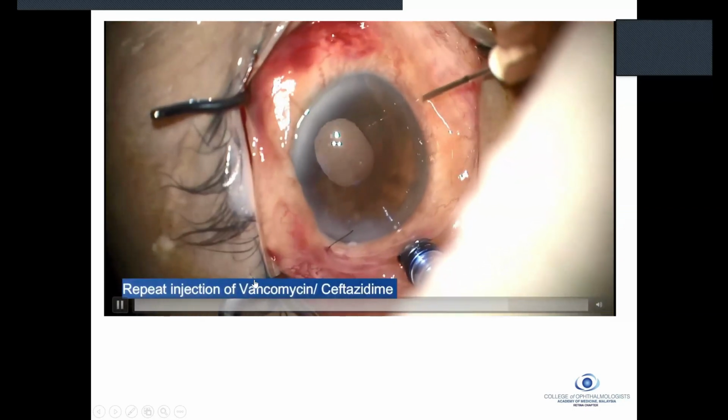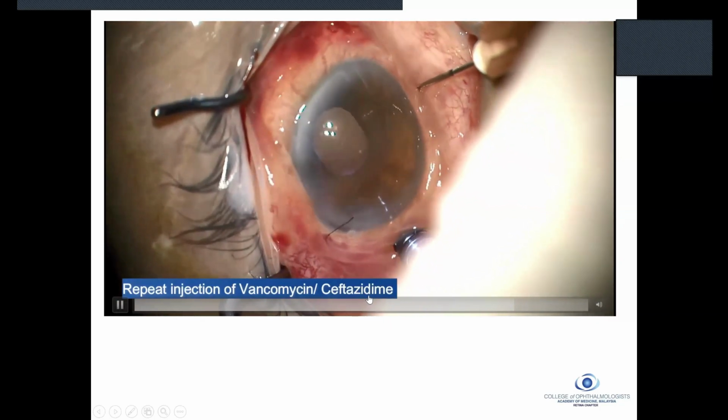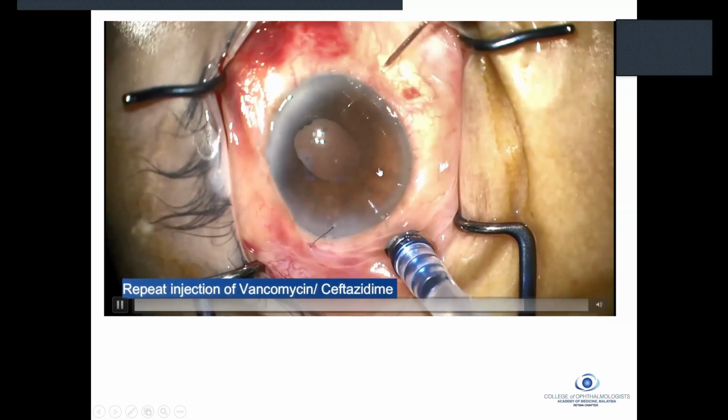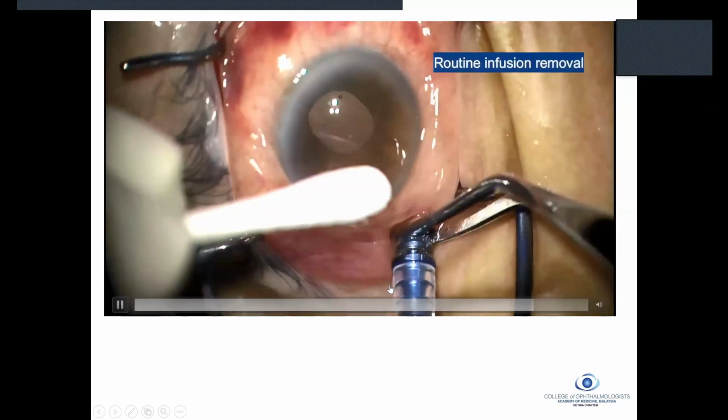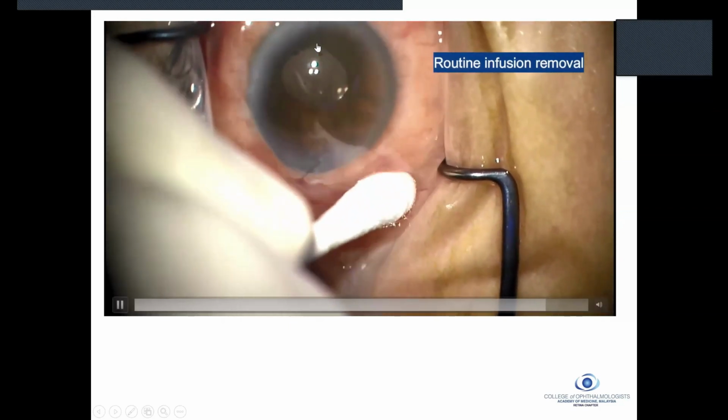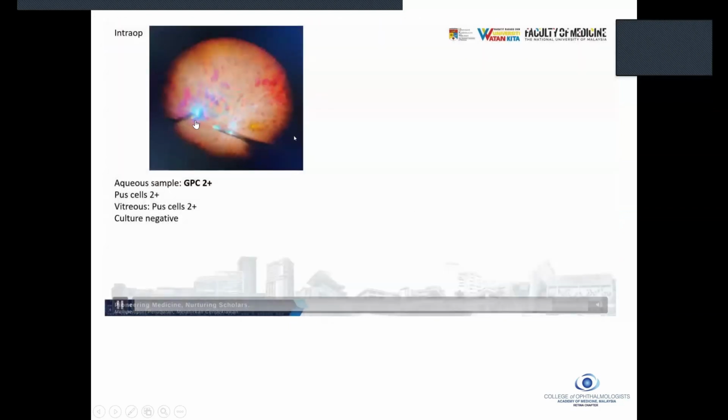And of course, we do not omit the injection of vancomycin and ceftazidime, which is my preferred antibiotics following cataract surgery. And everything else is done in a very routine manner, and oxyfloxacin for the anterior chamber as well.